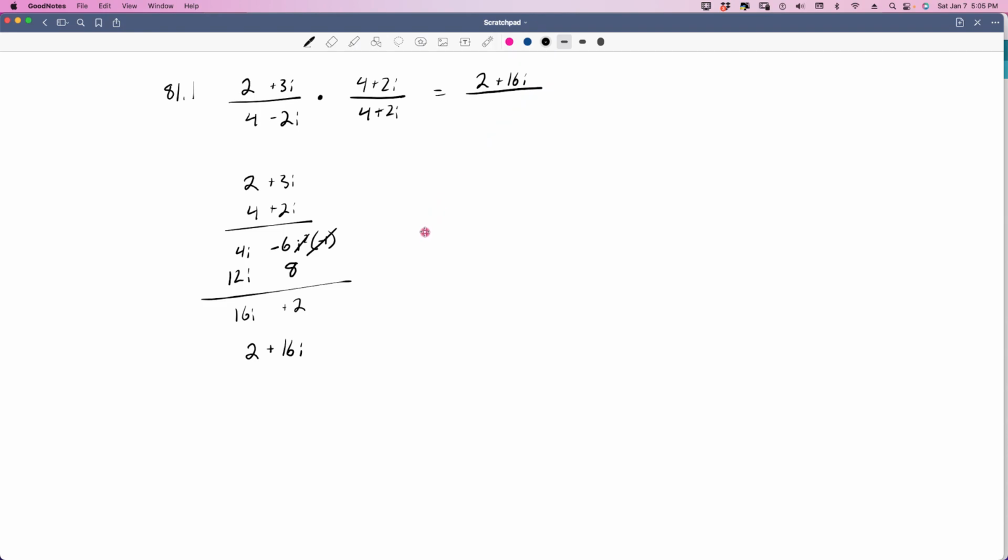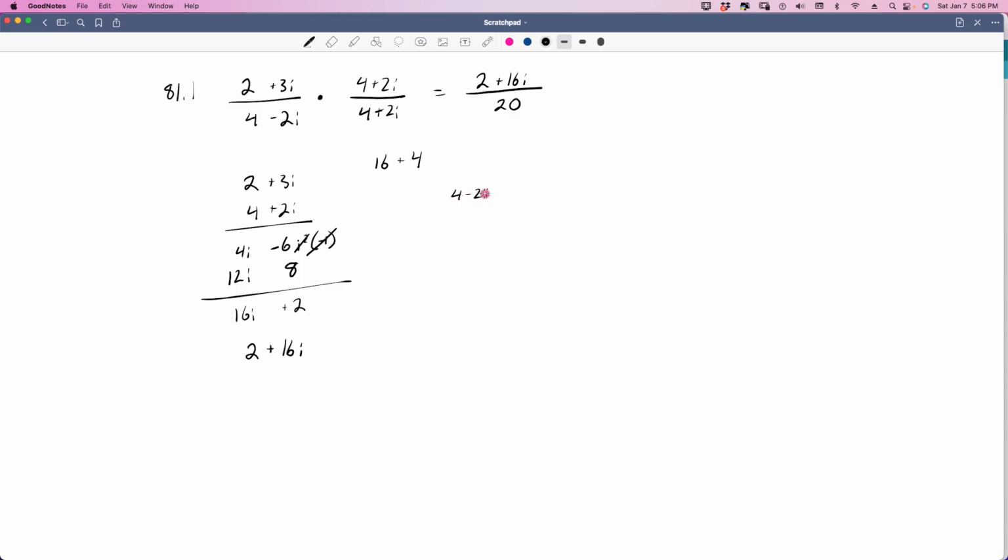Now for our denominator, I'm going to make a prediction. I'm going to predict that we have 16 plus 4, a squared plus b squared. That's 16 plus 4, so our new denominator would be 20. That's my prediction. Let's check it out and make sure.